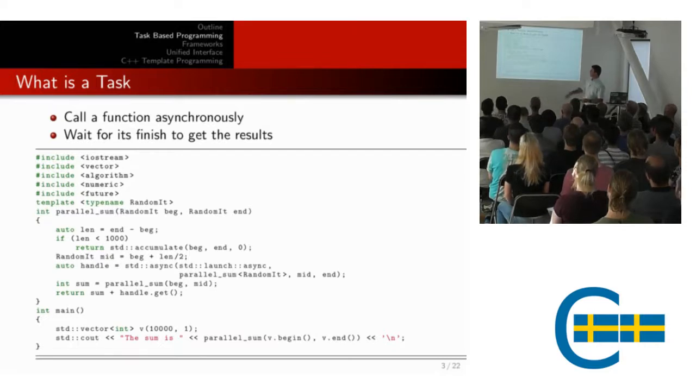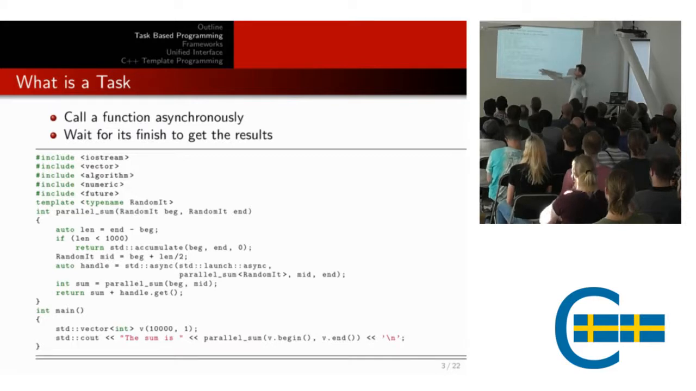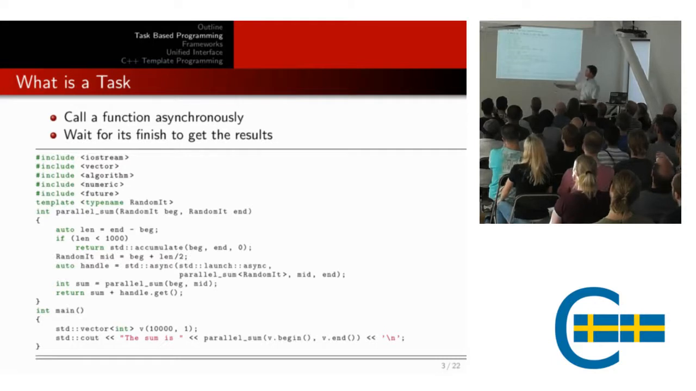syntax: the sum of a vector of, for example, 10,000 elements of type int, calling a parallel sum function. Inside the function, in the asynchronous call, I can use the this pointer, and the asynchronous call calls the parallel sum itself. We know that there is a future handle here, an automatic handle for the result of the asynchronous call, and then getting the result of the asynchronous call. This is the synchronization point for the asynchronous functions that are called.